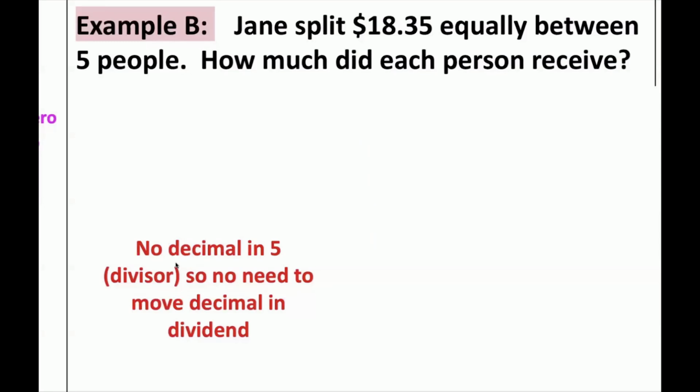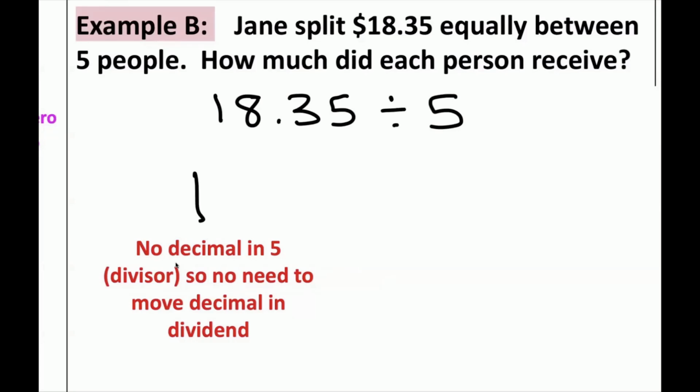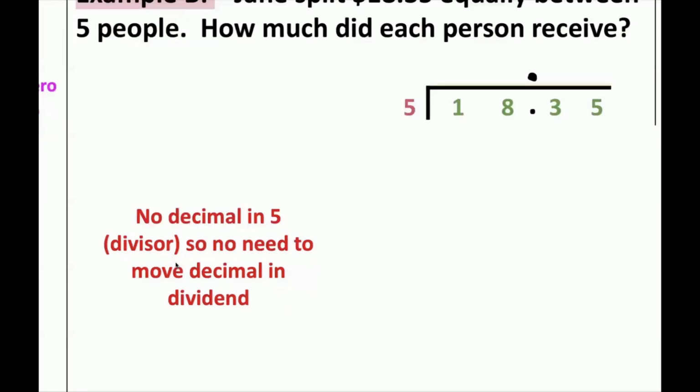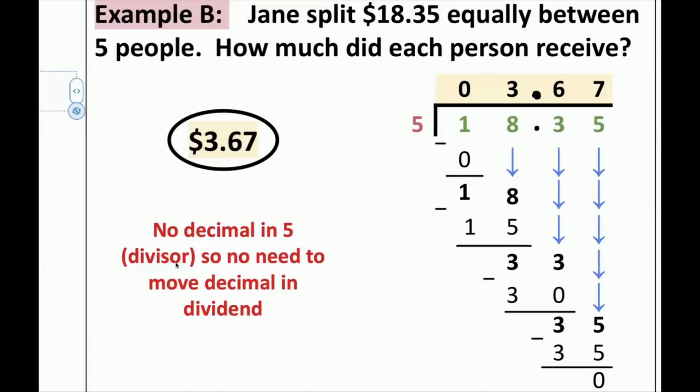For example B, we have 1835 divided by 5. There's no decimal in 5, so no need to move the decimal. So you can set up your problem like this. And if you haven't solved yet, go ahead and do so. And let's check our work for how you solved. Pause the video, check your work.